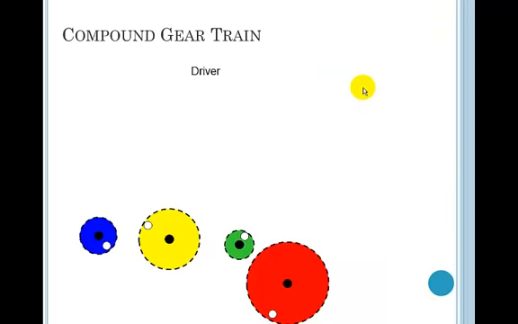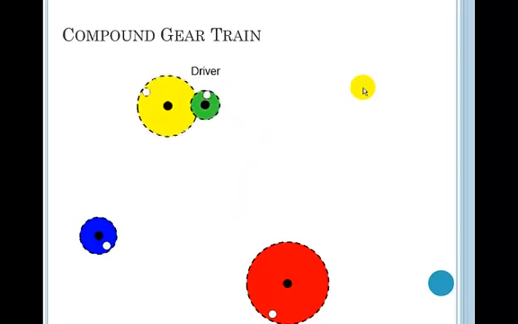Let's look at a compound gear train. This green gear is going to be my driver, and I put the white dots there so you can see them rotating. Then we connect it to a yellow gear. You can see that as I went from the green to the yellow gear, I got a decrease in speed, which means I got an increase in torque.